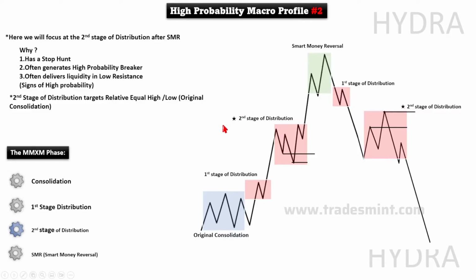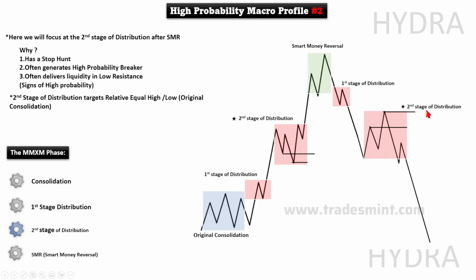And how does it get easier? It gets easier because we are not predicting anything here. Once price gets done delivering liquidity here, we'll be looking for this in the new market cycle. Price will be doing the first stage of distribution. We are not focusing here. We'll be looking for the second stage of distribution right here.